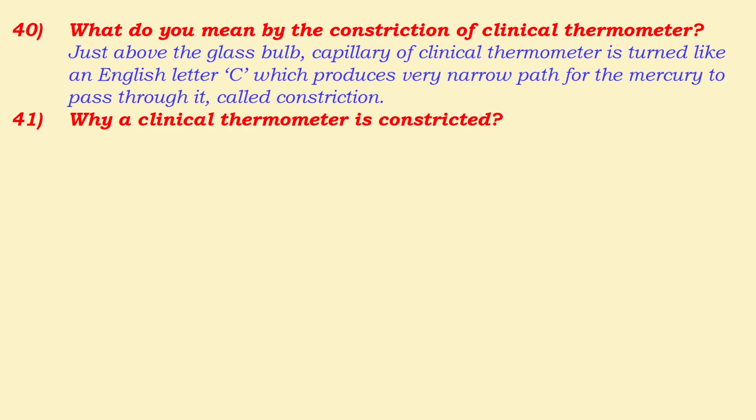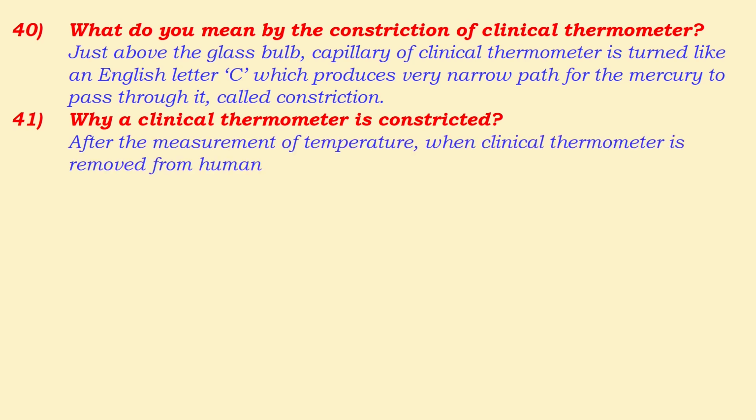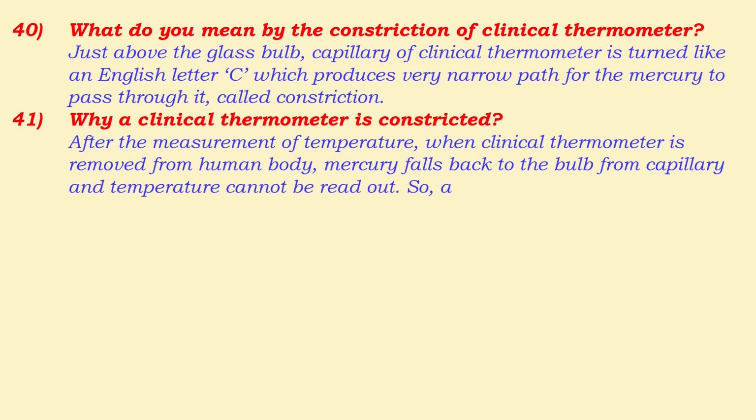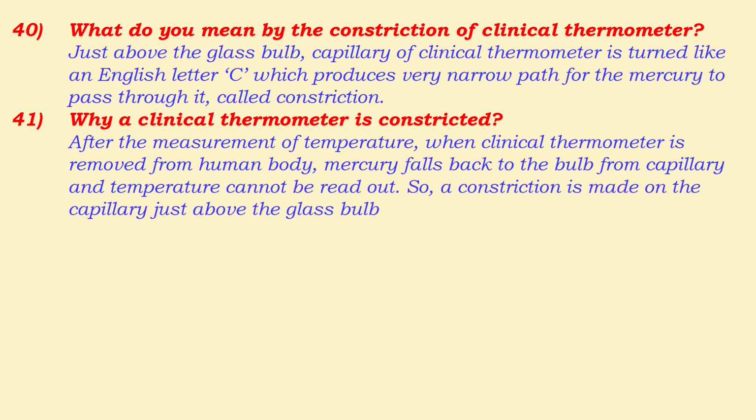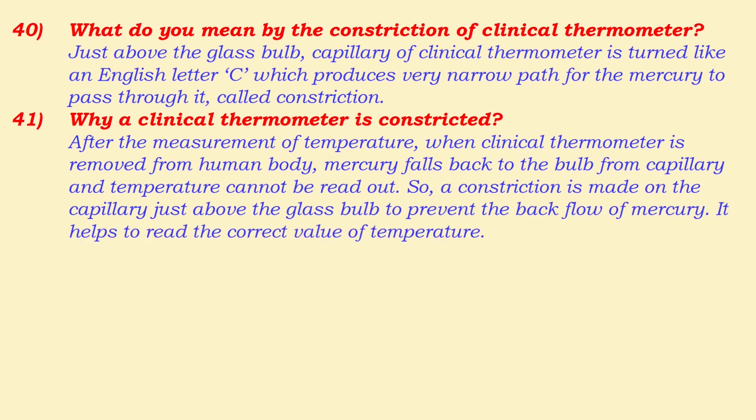Now next question, why is a clinical thermometer constricted? Reason of constriction: after the measurement of temperature, when the clinical thermometer is removed from the human body, mercury falls back to the bulb from the capillary and the temperature cannot be read out. So a constriction is made on the capillary just above the glass bulb to prevent the backflow of mercury. It helps to read the correct value of temperature.